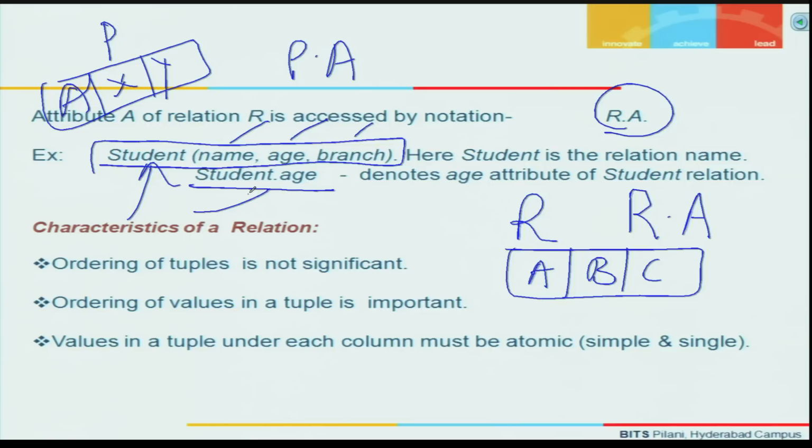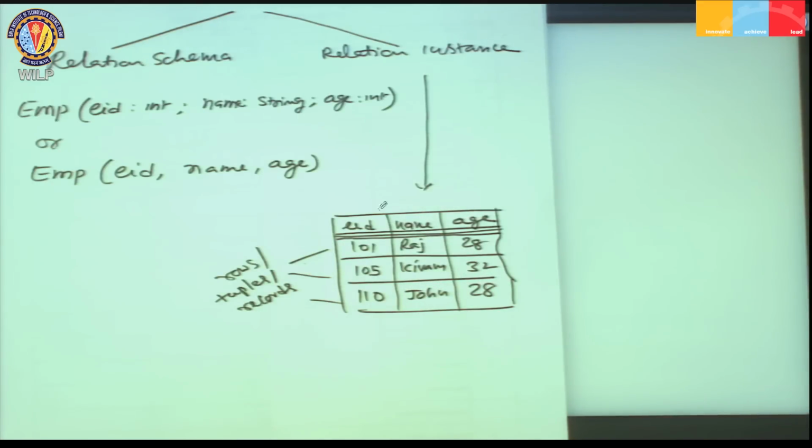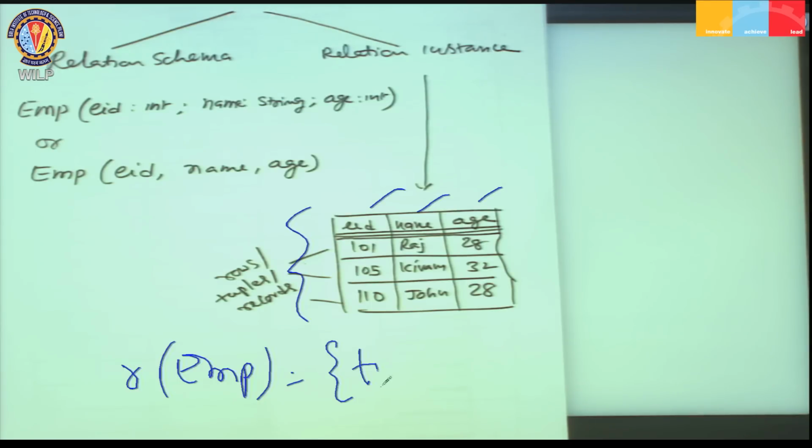Now let us look at a quick summary of the characteristics of the relation. If you look at the relation, the ordering of tuples is not significant. Suppose I take an employee relation, where employee ID, employee name and age are the attributes. I have three tuples. If I call this relation instance R of type employee, it contains the tuples T1, T2, T3. If I give names to each of the tuples, T1 is this, T2 is this and T3 is this, then the ordering of these tuples in a given relation instance is not going to be significant.